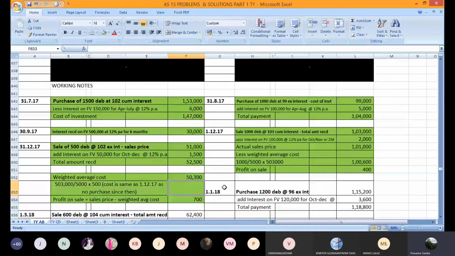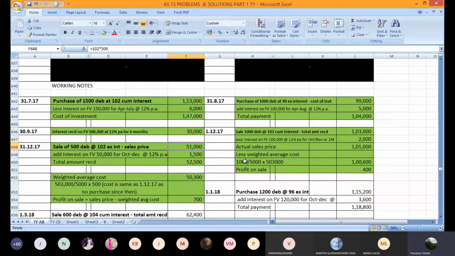Now your selling price is 51,000 and your weighted average cost is 50,300. So you are making a profit of 700 rupees in the process. Are you getting a profit of 700?